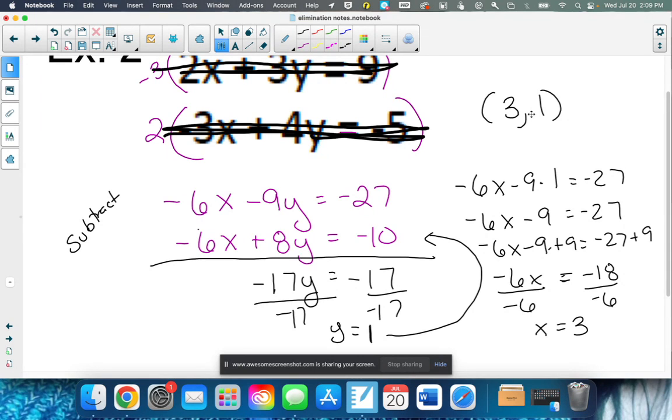Okay, that's it. So 2 cases. You're either going to have ones that match or not, which means you have to make them match if they don't. And then you have to decide if you're going to add or subtract. And always make sure to check that they're lined up first. And now we are done solving systems.